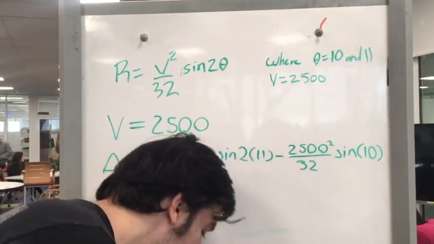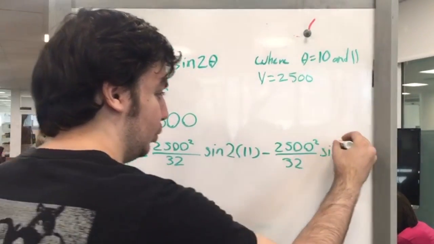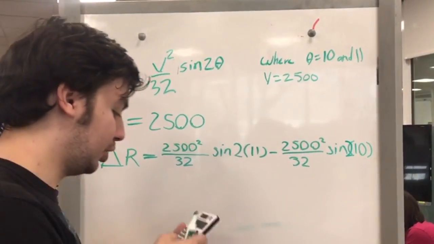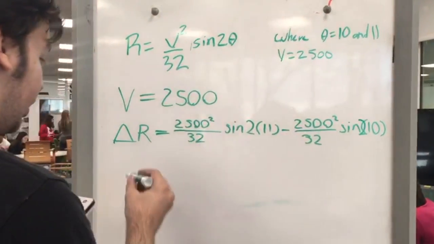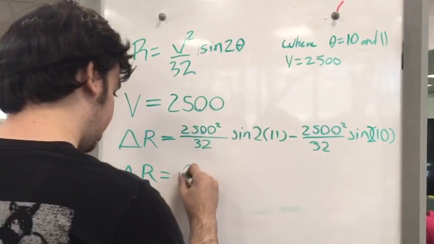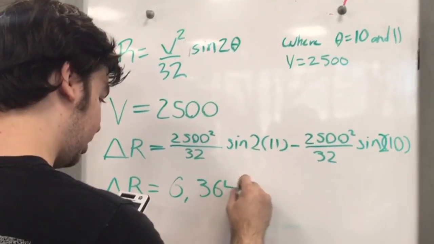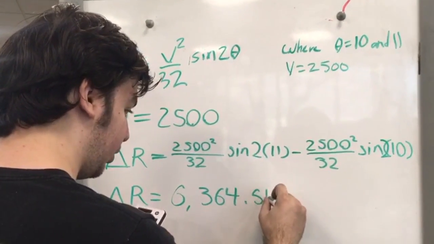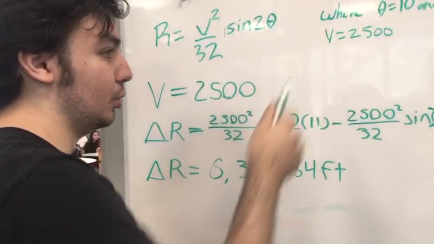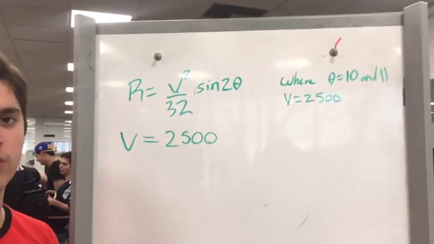And now, if we input this into a calculator, because obviously we can't find sine on our own, it will give us as an answer delta r equals 6,364.54 feet, and that will be the exact difference between the two results.